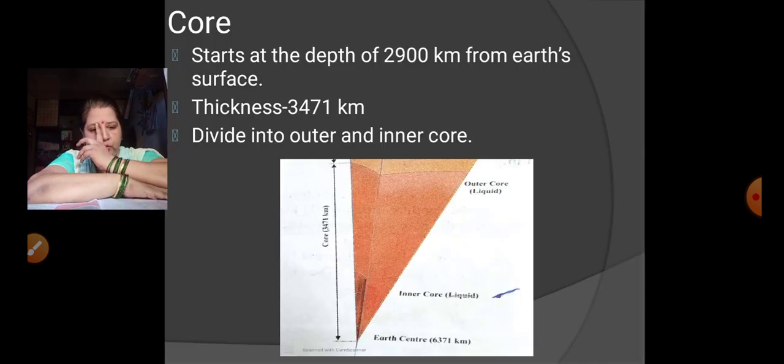Now what is a core? The core starts at the depth of 2900 kilometers from the Earth's surface. Okay, where the mantle is ending, there the core is starting. You can see in the diagram over here, the orange color portion is called the core. The thickness of the core is 3471 kilometers. So much depth and thickness it has. It is divided into outer and inner core. Let's learn in detail about the outer core and the inner core.